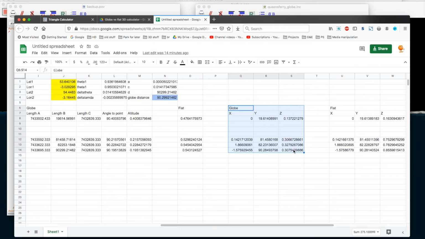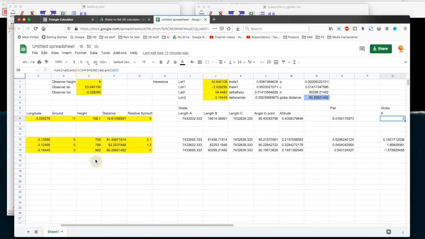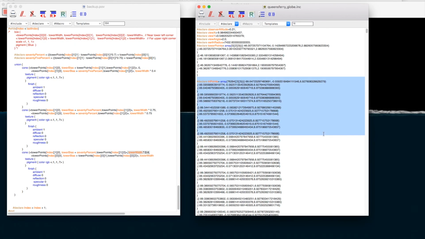Here I have the 3D coordinate space for the globe, and I do the same calculation for the flat Earth. The only difference is I'm using this altitude angle for the flat Earth as opposed to this altitude angle that I'm using for the globe Earth. Finally, the last thing that I'm doing is I am identifying every single elevation data point that I have available to me. I iterate through them all. I do the same kind of calculation, and then I generate this data file with each of these data points.